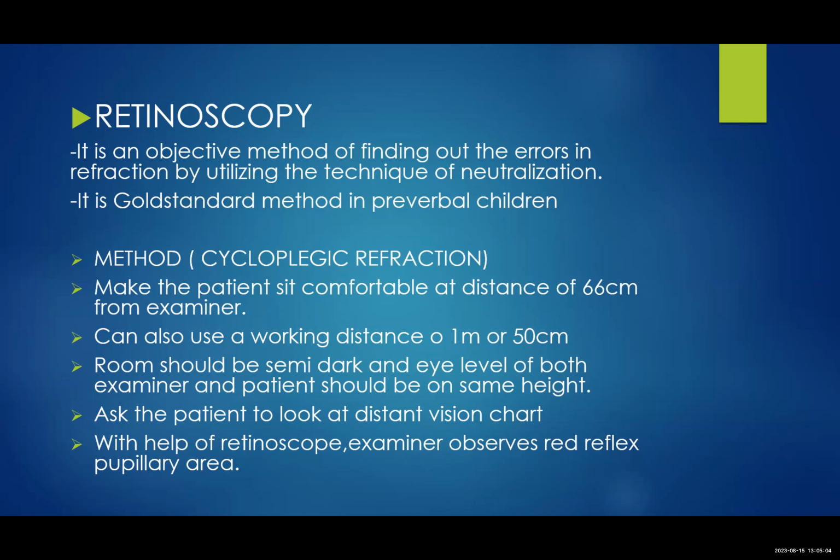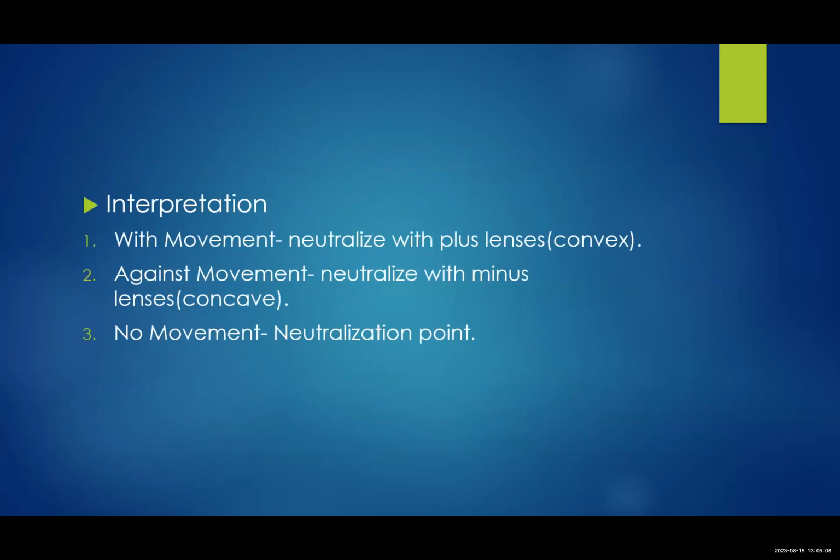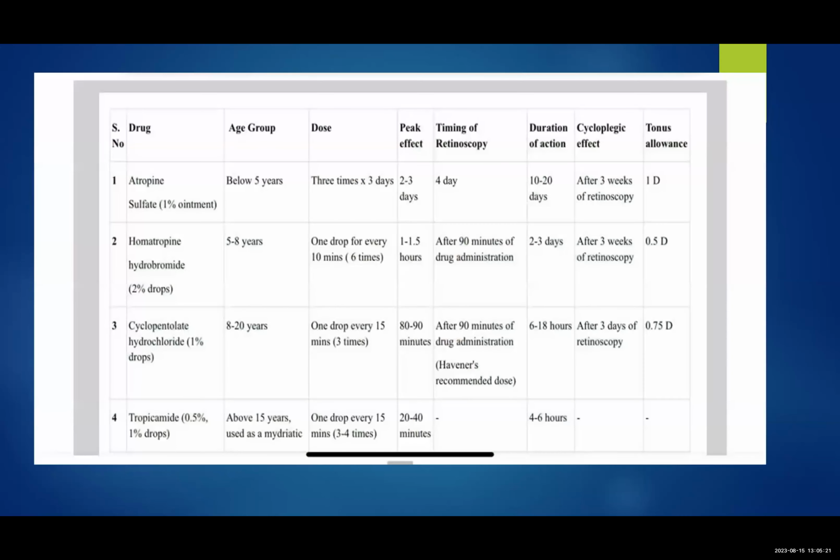Ask the patient to look at the distance vision chart, and with the help of the retinoscope, we observe the red reflex of the pupillary area. In interpretation, if the reflex is with the movement, then neutralize with plus lenses. If it is against the movement, neutralize with minus lenses. And no movement, that is the neutralization point. We use drugs for cycloplegia like atropine, homatropine, cyclopentolate, tropicamide.